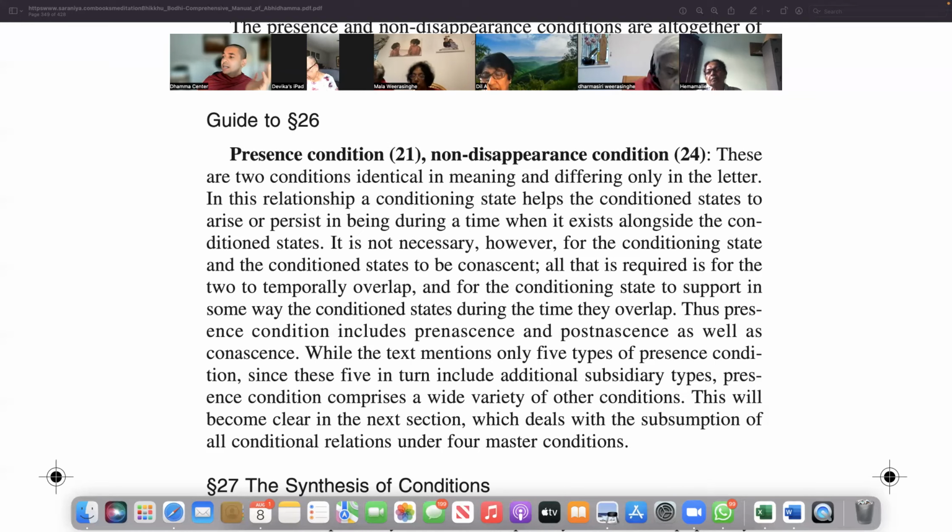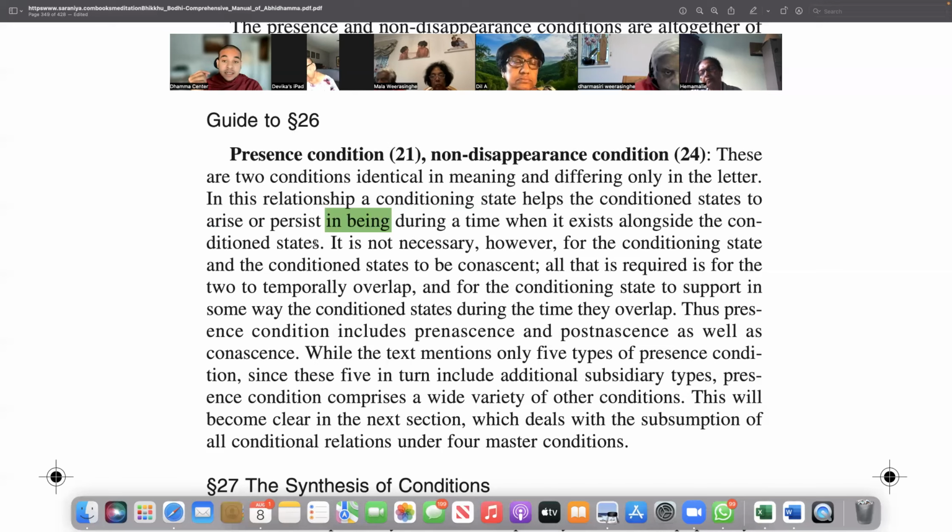Okay, Bhante. But let us see. We are doing atti and avigata, presence and non-disappearance. These two are conditions, identical in meaning and differing only in the letter. In this relation, a conditioning state helps the conditioned state to arise or persist in being during a time when it exists alongside the conditioned state, right? In the fact of it being present, it supports, it conditions. Do you understand? That's atthi paccaya.